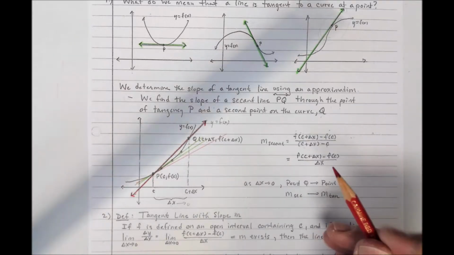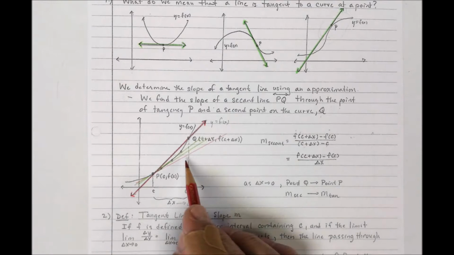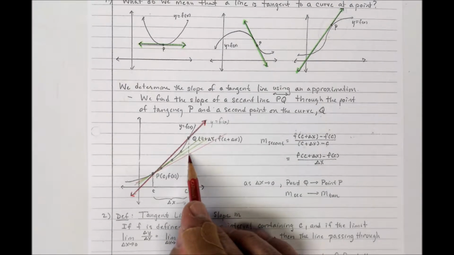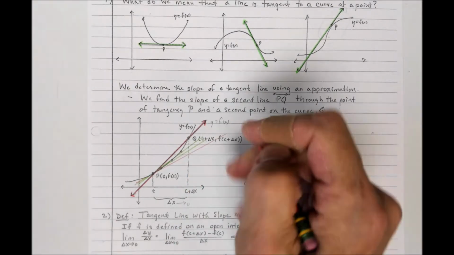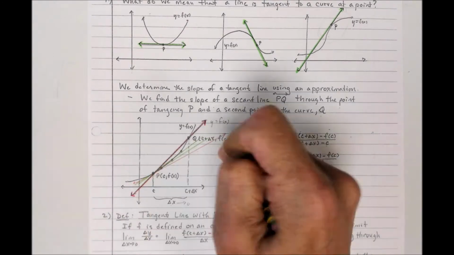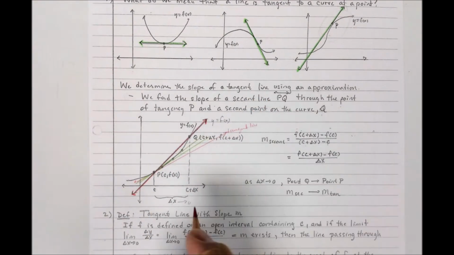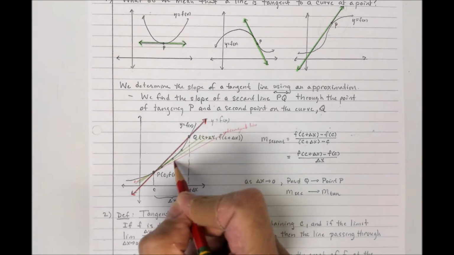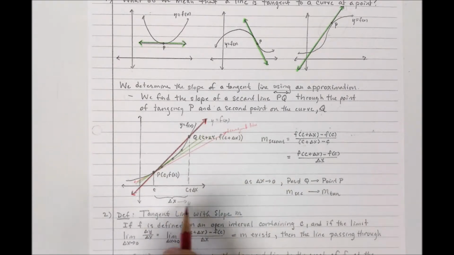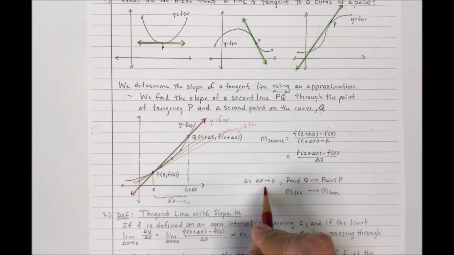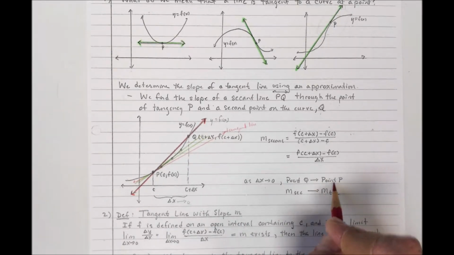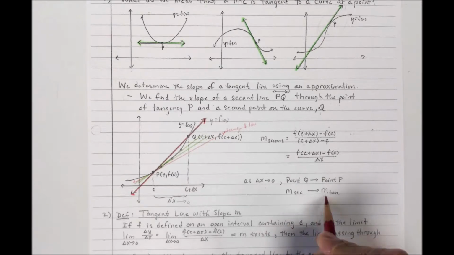And you can see that the slope of the green lines are getting closer and closer to the slope of the tangent line here. And how does that happen? We are moving point Q closer and closer to point P by making delta x closer and closer to 0. So as delta x goes to 0, point Q goes to point P, and the slope of the secant line is approaching the slope of the tangent line. So it's time for a definition.